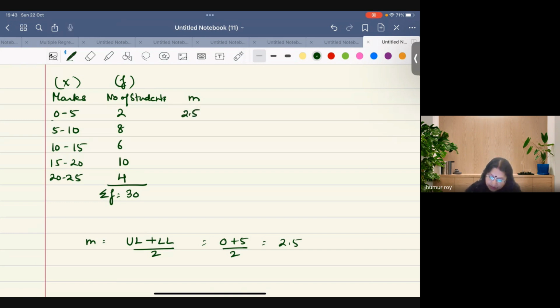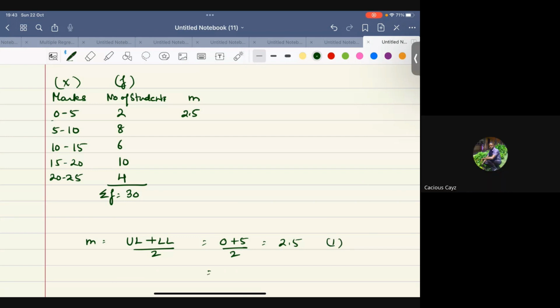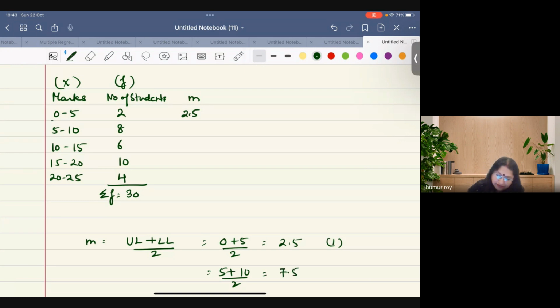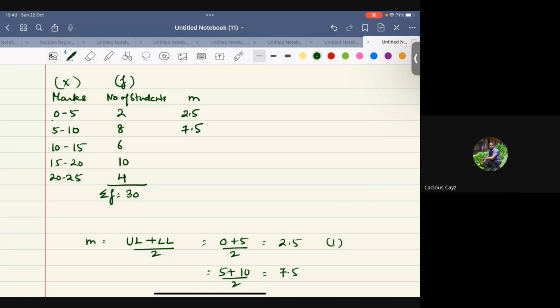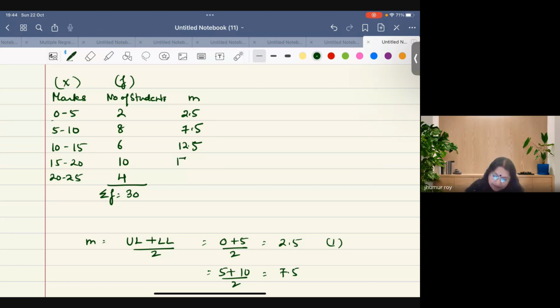Now what is the next one? 5 plus 10 divided by 2 is 7.5. What about the third one? 12.5. Then 17.5. Is everybody clear how we are calculating it? Upper limit plus lower limit of that class divided by 2. Next will be 22.5.